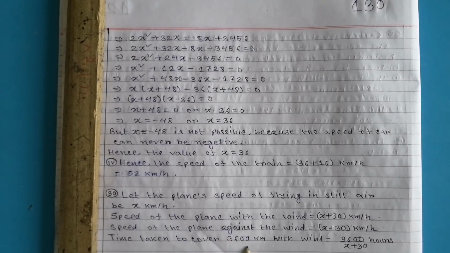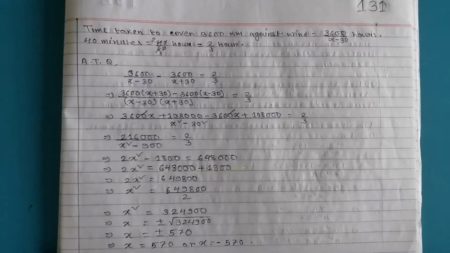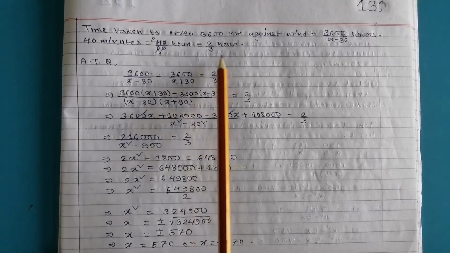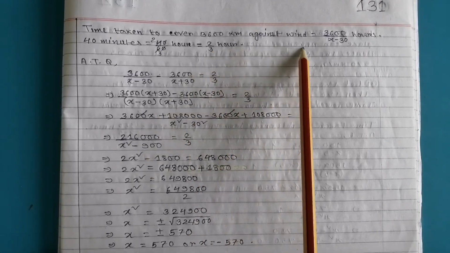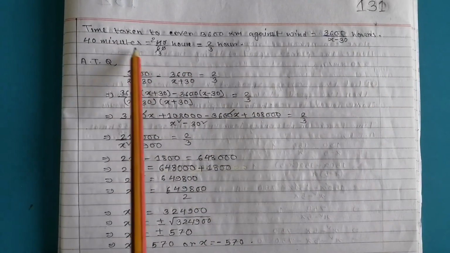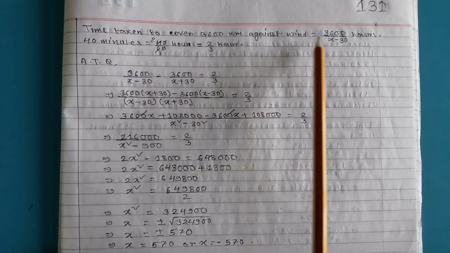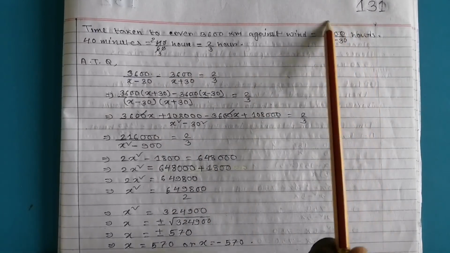Time taken to cover 3600 km with the wind, as time is distance upon speed, is 3600 upon x plus 30. And when against the wind, the time taken to cover 3600 km is 3600 upon x minus 30 hours. Okay, and 40 minutes equals 40 upon 60 hours, so 2 upon 3 hours. So this time, the time taken is more.